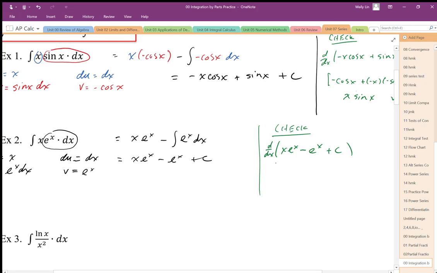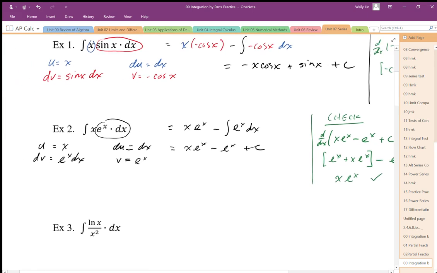Okay, so as I differentiate this, I'm going to use a product rule: e to the x plus x e to the x, minus e to the x, plus 0. So the square brackets is my product rule. Those e to the x's cancel out. I'm left with x e to the x. That's the correct integral.